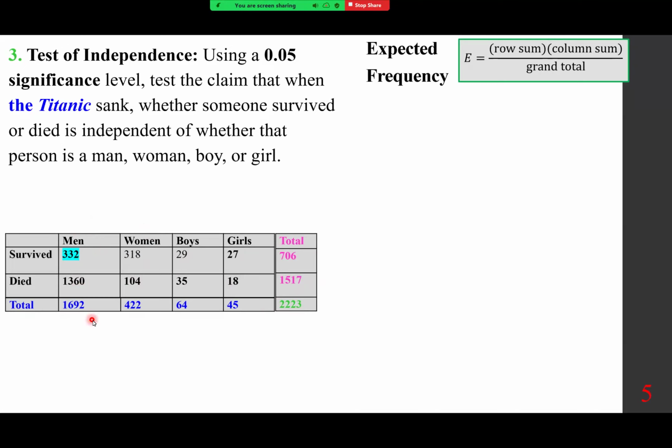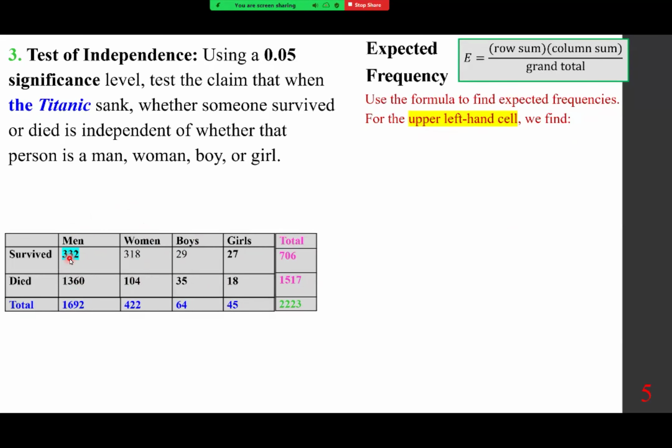And here are the numbers. Now, use the formula to find the expected frequency for the upper left-hand cell. Here's the thing. If I want to calculate this for this cell, 332, the total number in the row is 706, and in the column is 1692. I'm going to multiply these two numbers, and I'm going to divide it by the grand total.